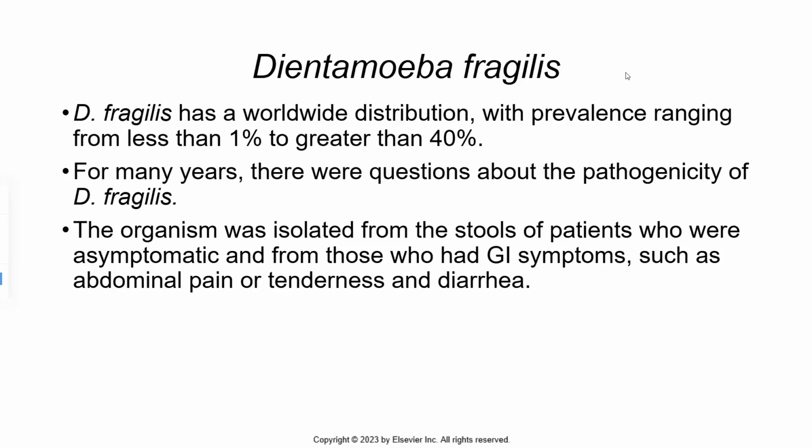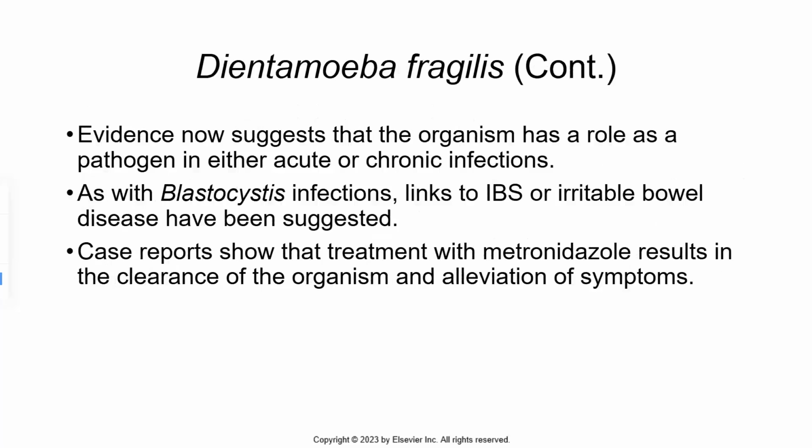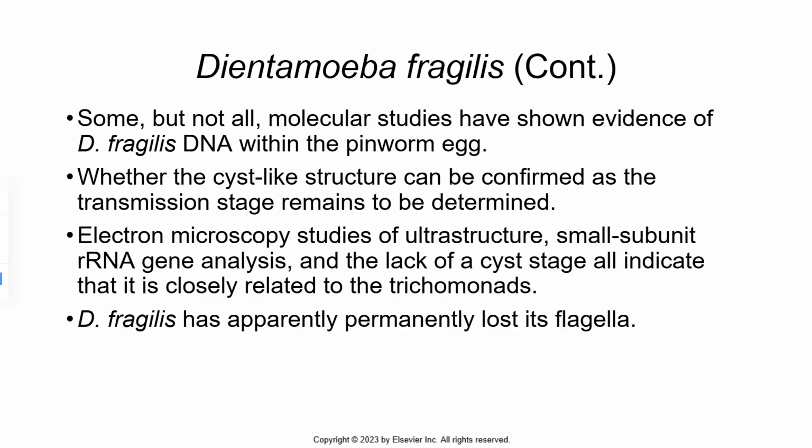Dientamoeba fragilis. D. fragilis has a worldwide distribution with prevalence ranging from less than 1% to greater than 40%. For many years, there were questions about the pathogenicity. The organism was isolated from stools of patients who were asymptomatic and from those who had GI symptoms such as abdominal pain or tenderness and diarrhea. Evidence now suggests that the organism has a role as a pathogen in either acute or chronic infections. As with Blastocystis infections, links to IBS or irritable bowel disease have been suggested. Case reports show that treatment with metronidazole results in the clearance of the organism and alleviation of symptoms.